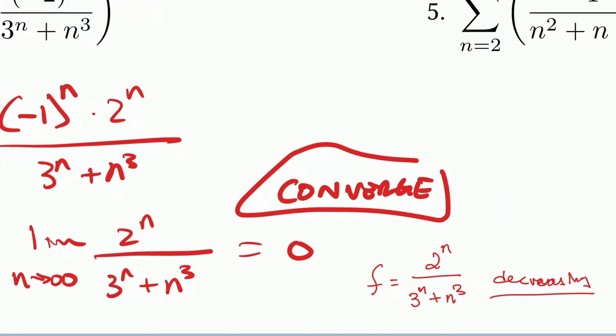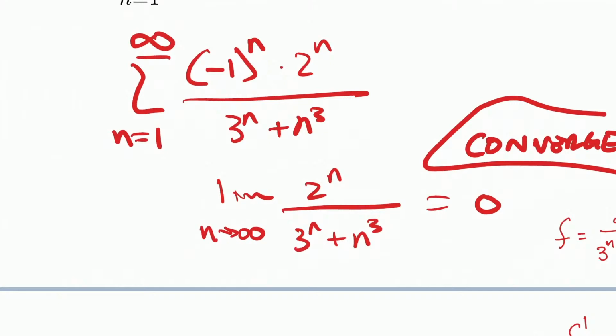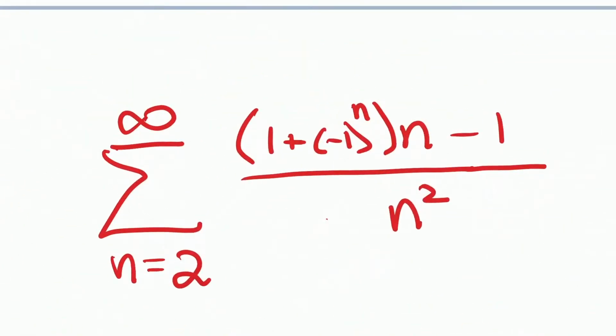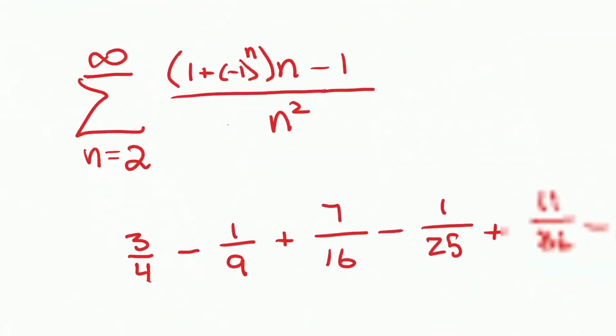Okay, so some of you are wondering, or maybe one of you is wondering, what happens if you don't decrease? Well, let's take a look at this series. This particular series has alternating terms. You might say, how are they alternating? Let me show you the terms. The terms look like this.